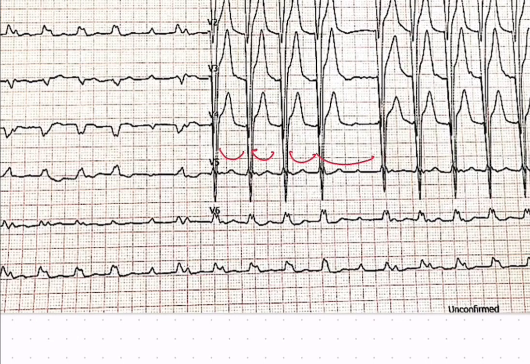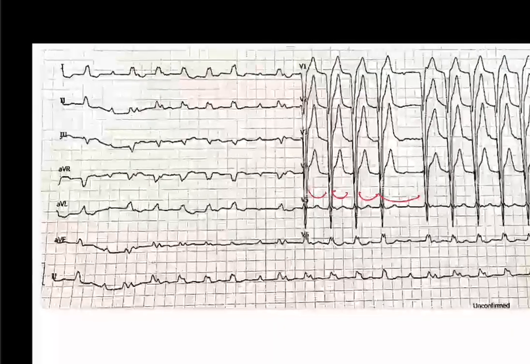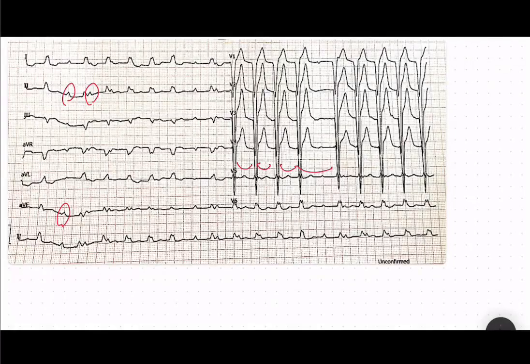This could be a sign of atrial fibrillation, but if we take a closer look, we can see that there are P waves present here, here, and here. This means that the patient is not in atrial fibrillation, but rather has a type of second-degree block called Wenckebach AV block.